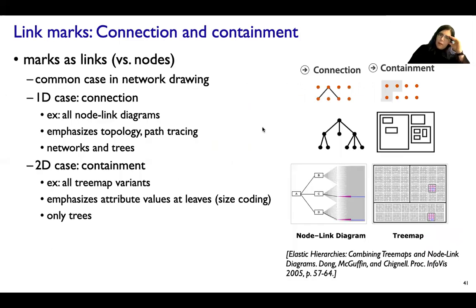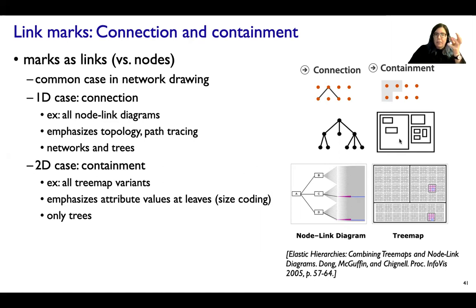So we've now talked about these two really different ways to draw trees, and let's compare them. One way is that we actually draw the links as connecting lines. So we are showing the links with marks, and we can use one-dimensional linear lines. That's really good for emphasizing topology and path tracing. We can use it for both networks and trees. Here we see a few examples.